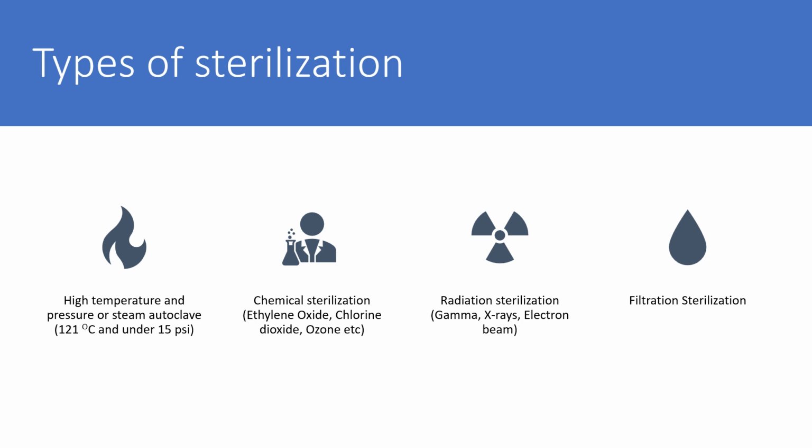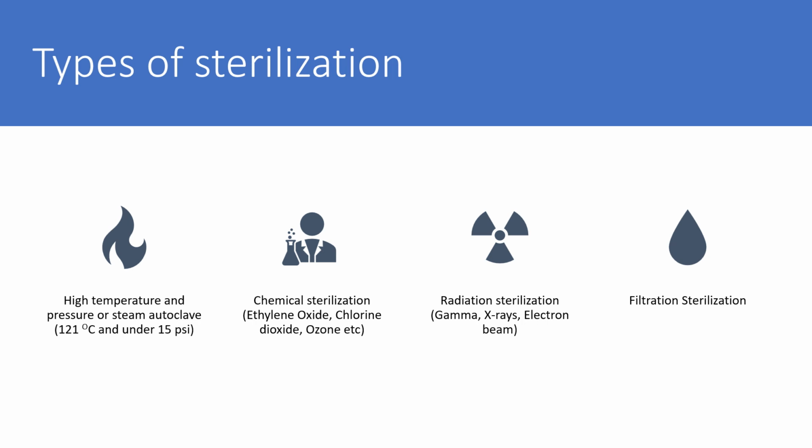Secondly, chemical sterilization offers an alternative approach. Various chemicals such as ethylene oxide, chlorine dioxide, and ozone are utilized in this method. These chemicals work by disrupting the vital functions of microorganisms, ultimately leading to their destruction. Chemical sterilization is particularly useful for heat-sensitive materials that cannot withstand high temperatures.